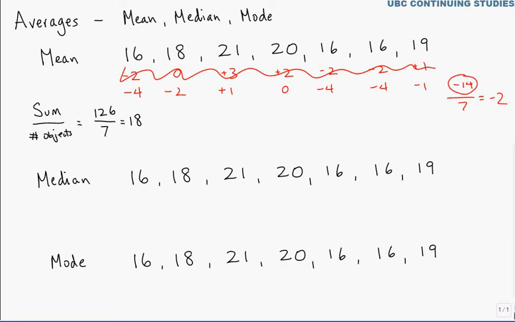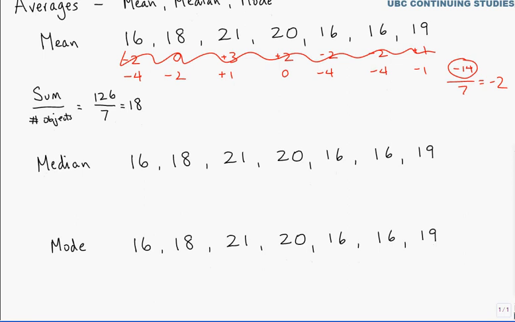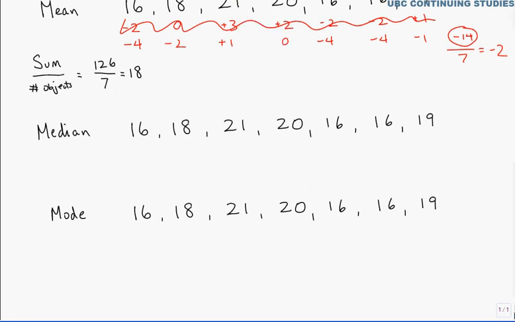Okay, the other two are pretty straightforward, median and mode. Median just means the middle number in the set. However, the set must be ordered from least to greatest. So let's put this set in order. There is 16 is the lowest, and then we have another 16 and another 16. Sometimes it helps if you cross them off so that you don't repeat yourself. Then we have an 18, and we have a 19, a 20, and a 21.